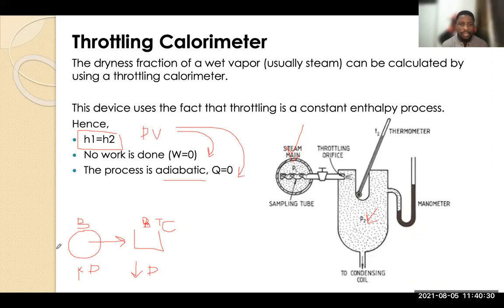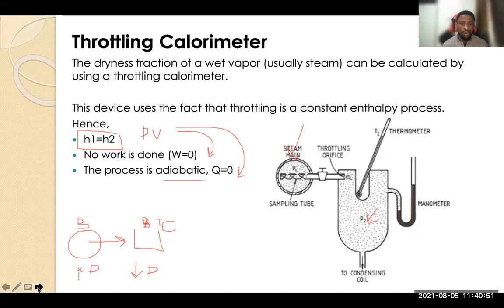All right. Any comment before I move on there? Please don't hesitate to raise your hand or type in. Please take note of those different characteristics: enthalpy, pressure, work done, the Q, and the fact that it's an adiabatic process.